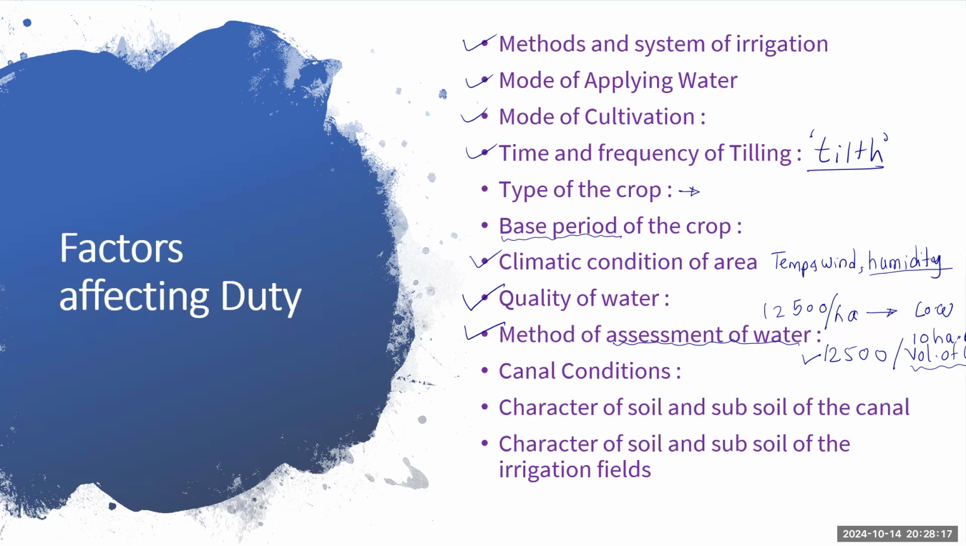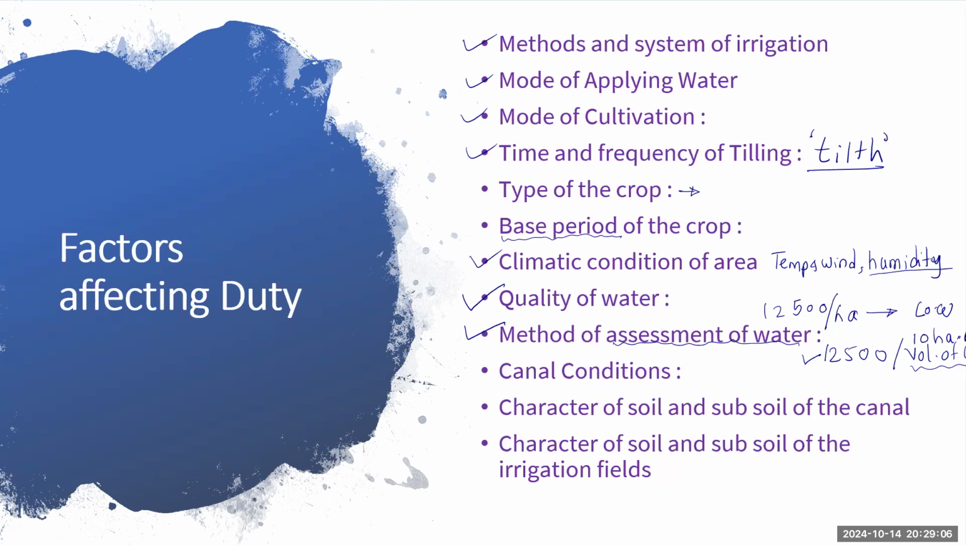The duty is also affected by the climatic conditions of the area. So if the temperature is high, wind velocity is more, if you consider the climate factors like temperature and wind, then they accelerate the rate of evaporation. Evaporation will be increased. And due to that, duty will be decreased. Opposite to that, if the humidity is more in the atmosphere, in that case, there is less chance for evaporation of water. In that case, duty will be higher. So this is how the climatic conditions of the area affect the duty.